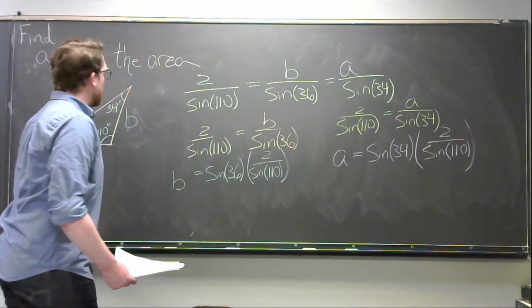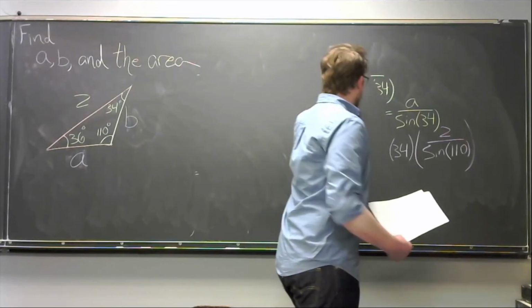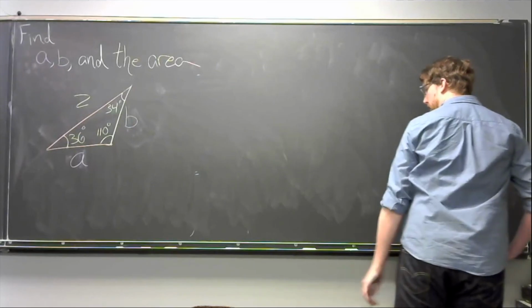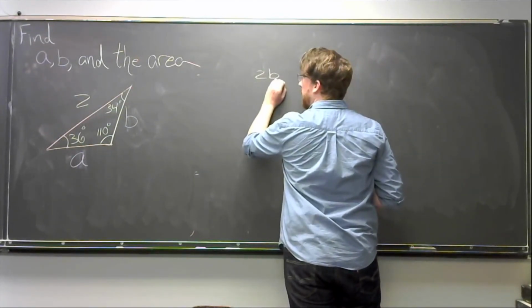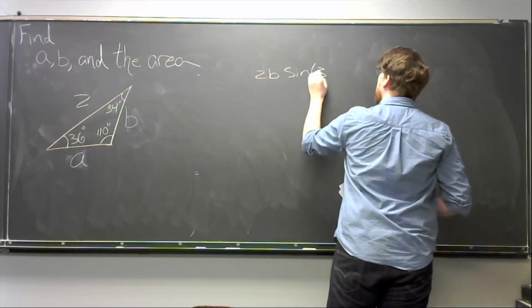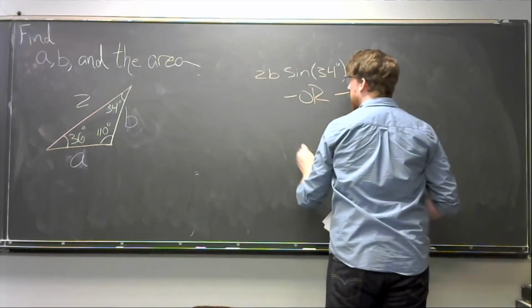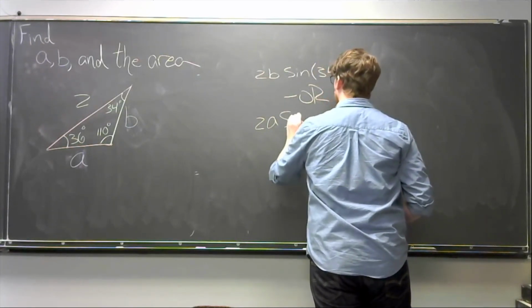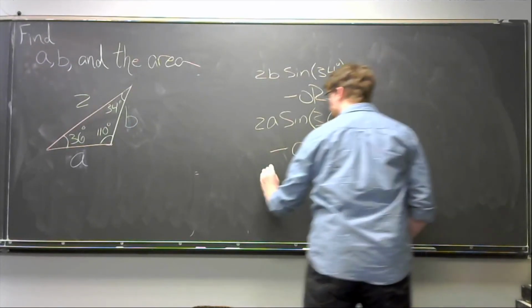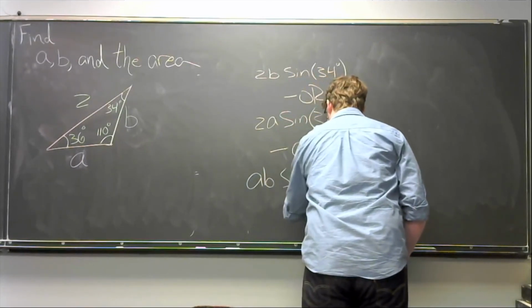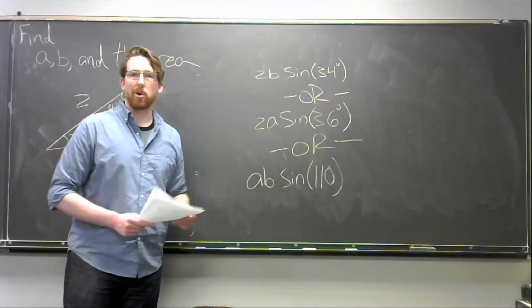We still need to find the area. So to find the area, there are 3 different forms we might want to use. And they are all going to come out to be equivalent. To solve for the area, we're going to want to use 2b, the sine of 34 degrees, or 2a, the sine of 36 degrees, or AB, the sine of 110 degrees. All three of these will come out to be equivalent. Just throw them in, solve.